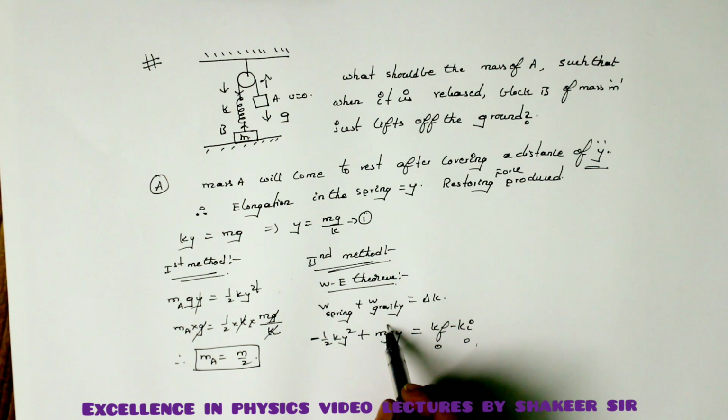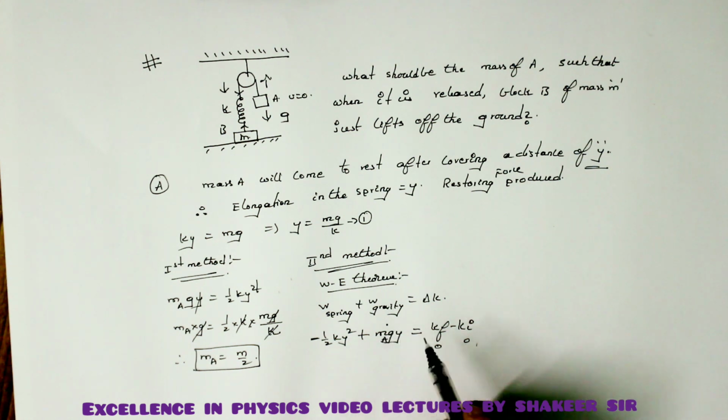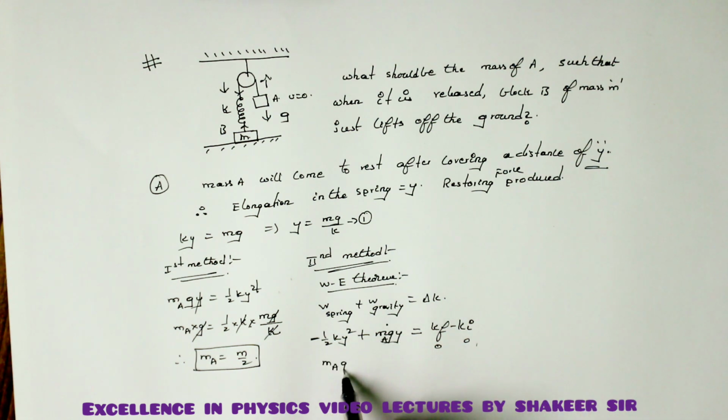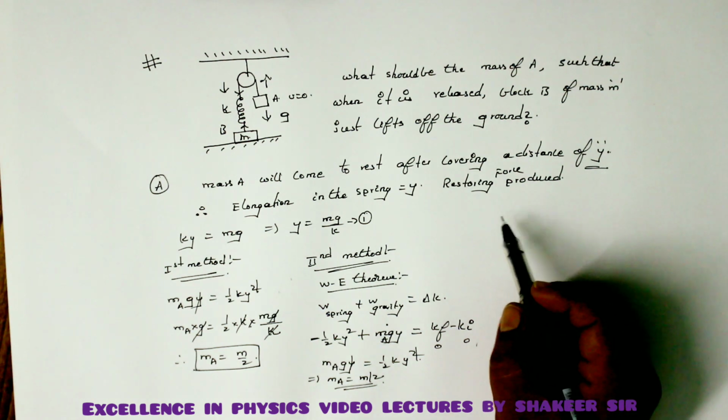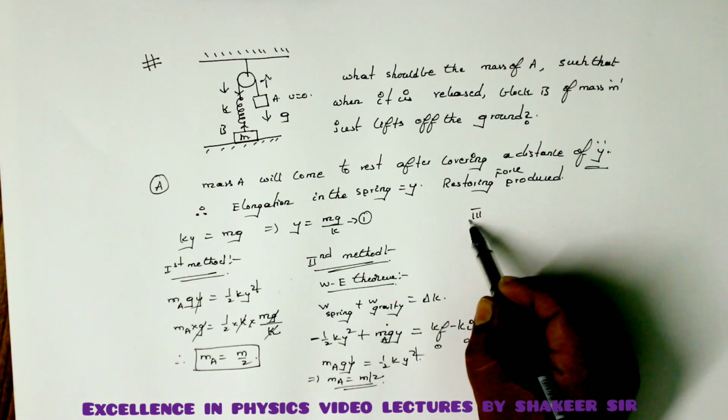So this is m_A, the mass of A. So therefore m_A g y is equal to half k y square. So y gets cancelled, so again I got the same relation if I compare here. So therefore I can write again m_A is equal to m divided by 2. This should be my equation. Let us see how we can do the same problem by using a third method also.